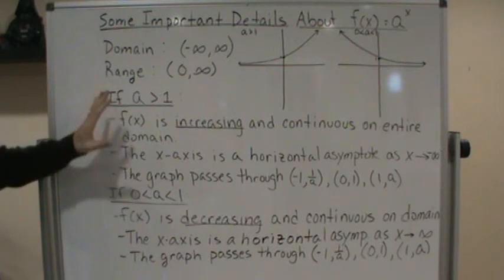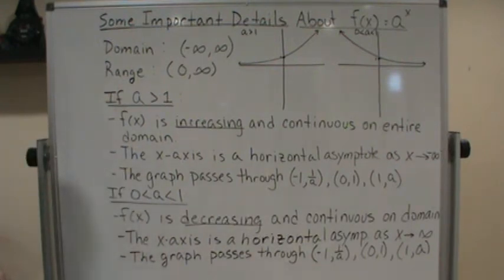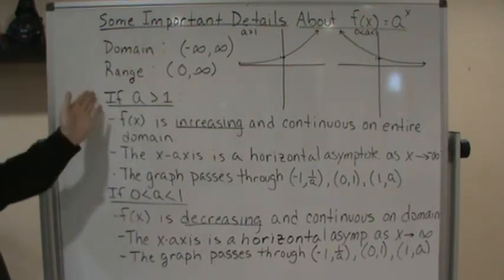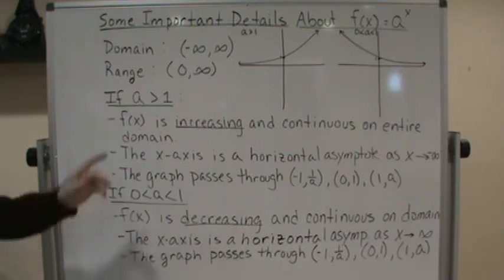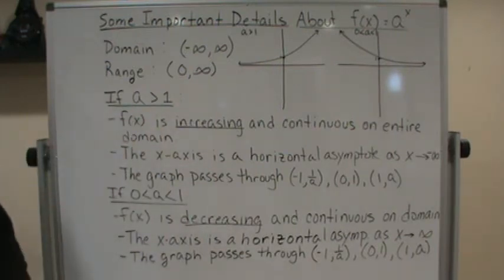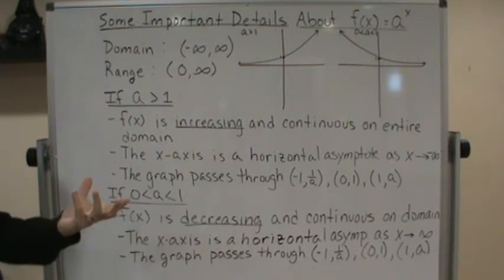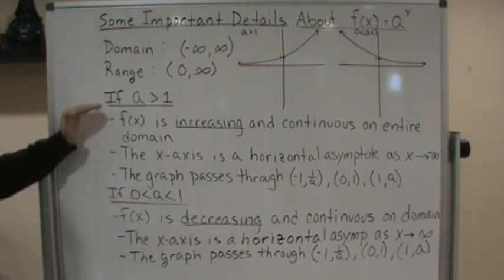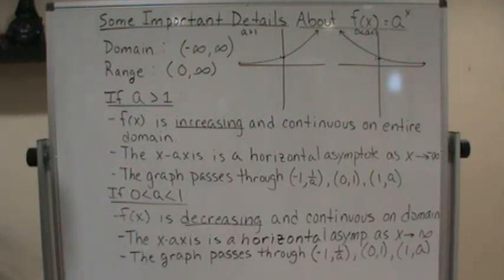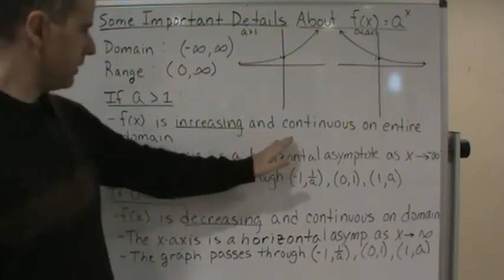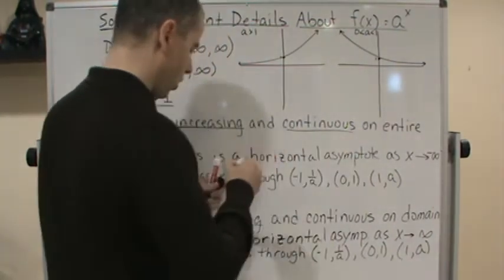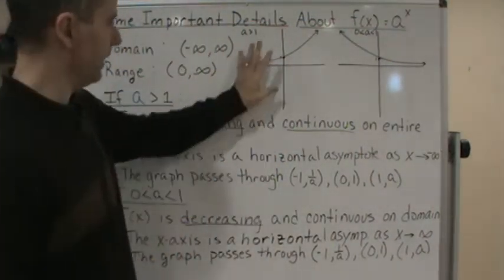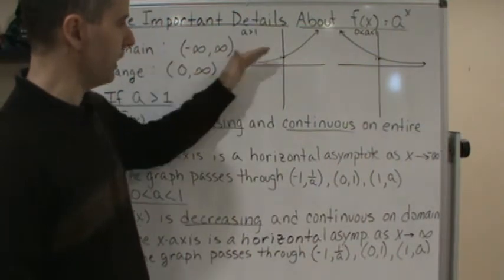Based on the restrictions too, by the way, a is positive and not equal to 1. So the domain is all real numbers, the range is from 0 to positive infinity. If a is greater than 1, then this is what we know about the graph of the exponential function. F is going to be an increasing and continuous function on the entire domain. So what we're looking at is this graph right here. It's increasing on the entire domain.